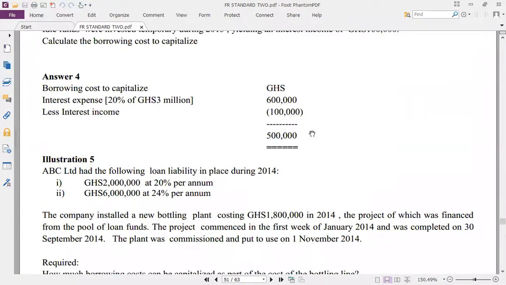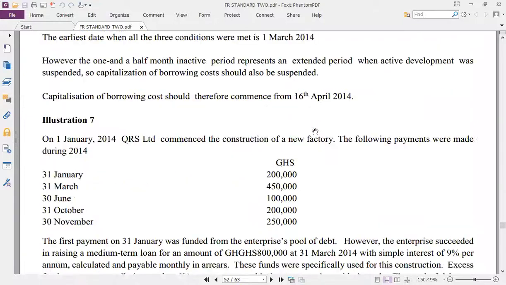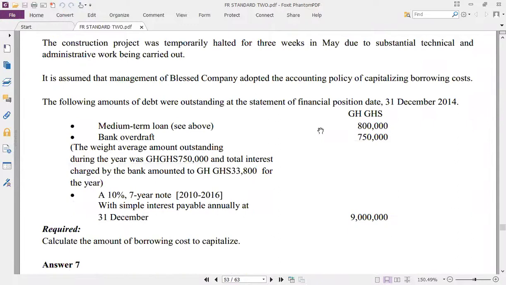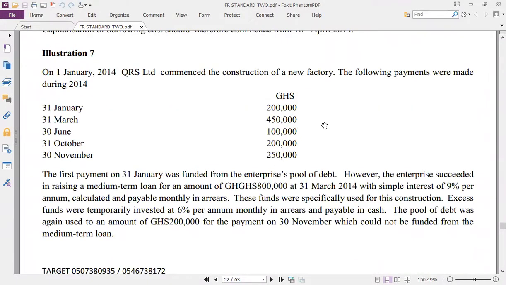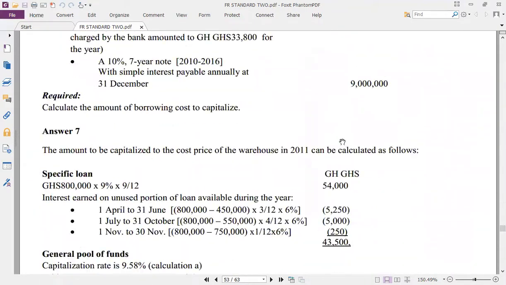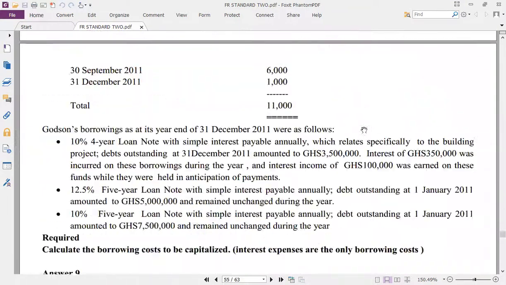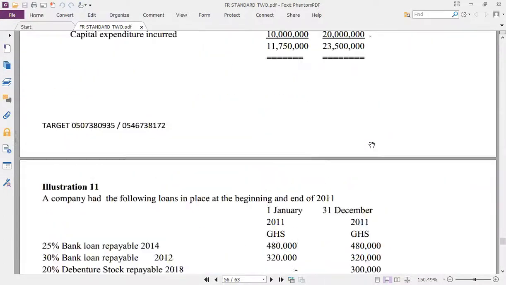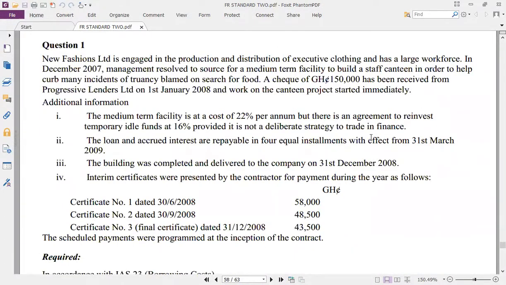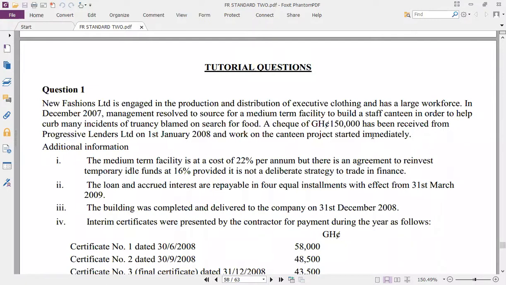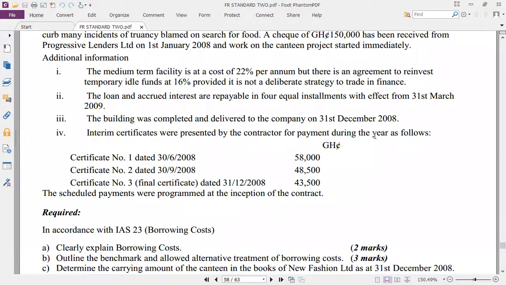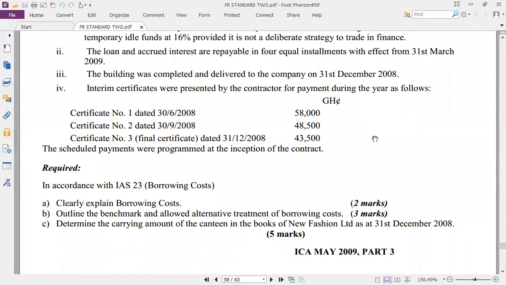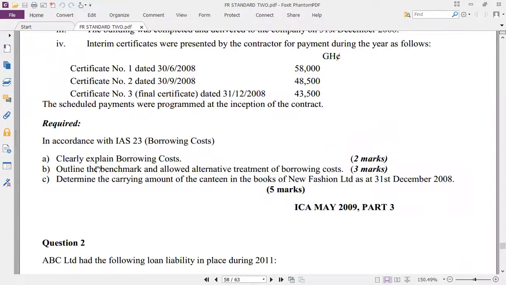Okay. All the questions are yes. For the question like this, we have to look at this. I'm going to pick it from the tutorial questions. So tutorial question 1 probably is your trial question.